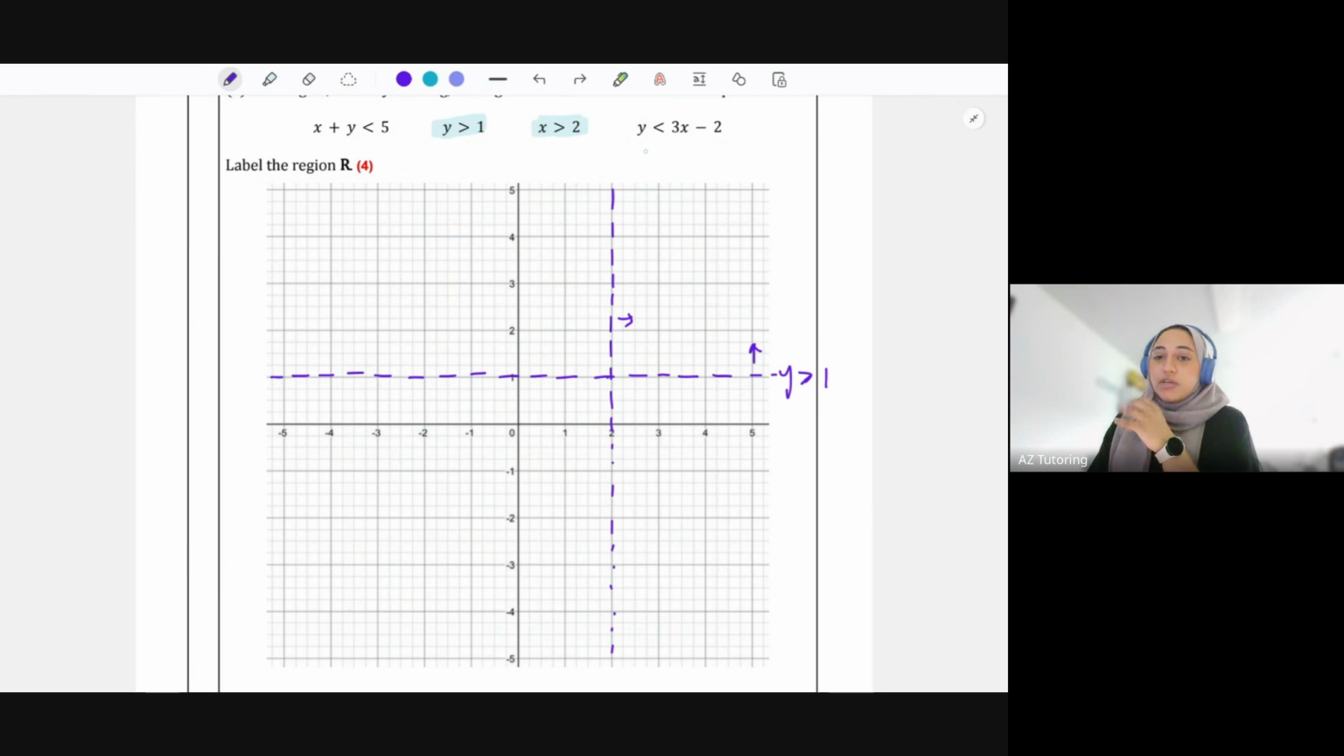I'll do this one first because it's already in the form y equals mx plus c. So I'm just sketching the line y equals 3x minus 2. I need 2 points to plot, and then I can just join them together. So let's make x 0. When x is 0, 3 times 0 is 0, and then we've got 0 minus 2, which is minus 2. So 0, minus 2.